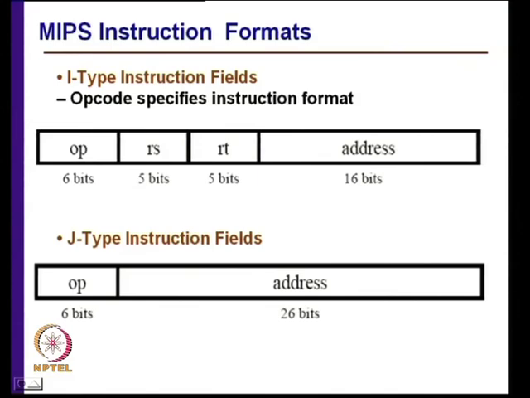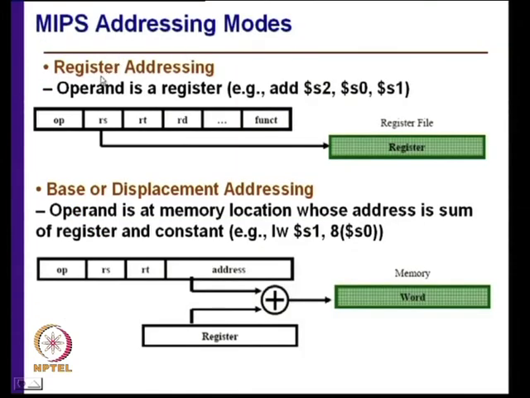So, their different fields are shown here and we shall see how they are used to generate the effective address in different situations. For example, register addressing. In case of register addressing, these 3 registers are really performing the source of operands and destination of results. That means, RS is the source of operands. So, it is pointing to one of the registers. So, you have got a 32 bit register file. So, it will point to one of the registers.